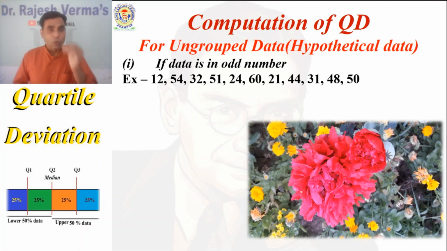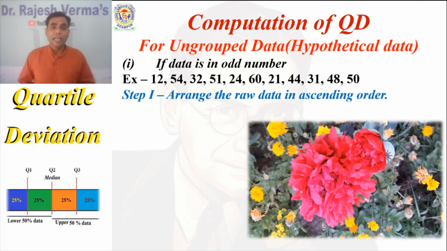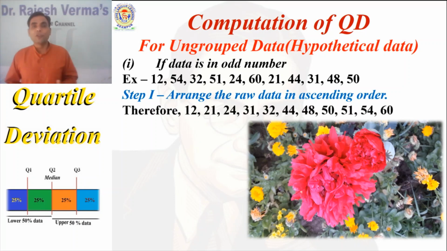If there is a question like this, what is the first step? Arrange the raw data in ascending order, the first step, as you have done in the case of the median. Here also we are calculating the median only. So I have arranged for you: 12, 21, 24, 31, 32, 44, 48, 50, 51, 54, 60. It's in ascending order. What else to do now?